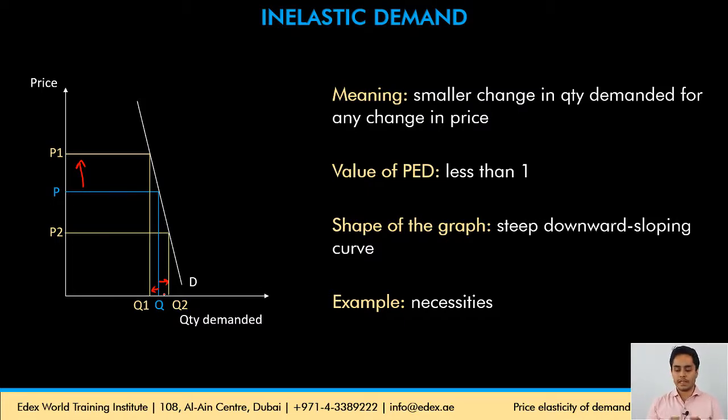The shape of the graph is a steep downward sloping curve. Examples of such products are necessities, because these are products that we have to buy. Even if the price increases, we will still try to buy whatever is needed in our daily life. And even if the price falls, we don't go and buy a lot of it. We just buy what is needed for our daily survival, like food, shelter, etc.